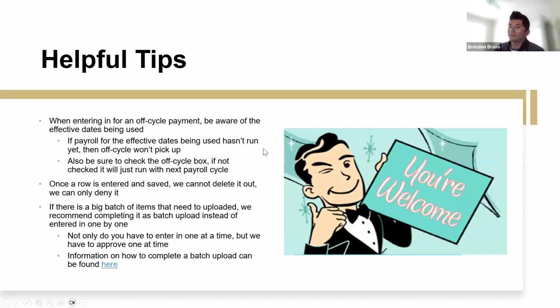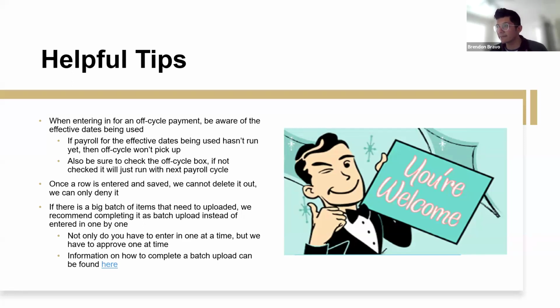So some helpful tips over CU employer reported time. Again, for off cycle, make sure you're aware of the effective dates that you're using. If payroll for the effective dates being used hasn't run yet, it won't pick up with off cycle. And also be sure to check that off cycle box. If you don't check that box, even if you're using old dates, it's just going to run with whatever next payroll period is running. Once a row is entered and saved, we can't delete it. We can only deny it. Sometimes we'll get requests asking to delete it. We can deny the row, but that denied row is always just going to be there.